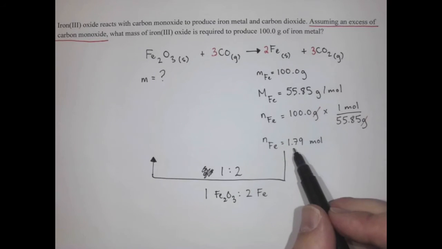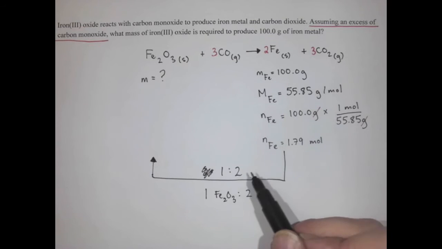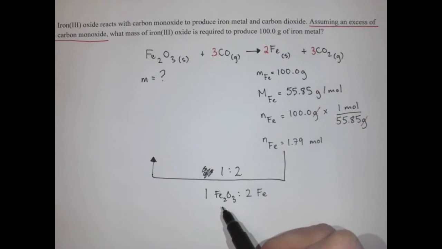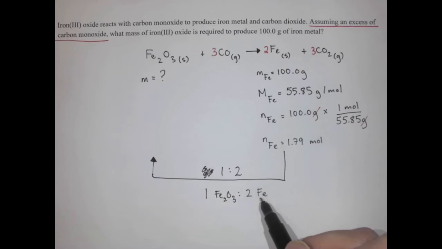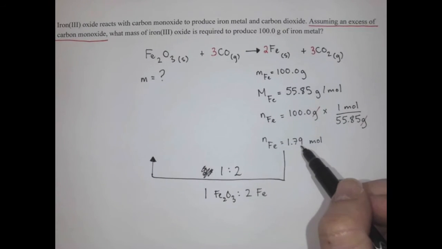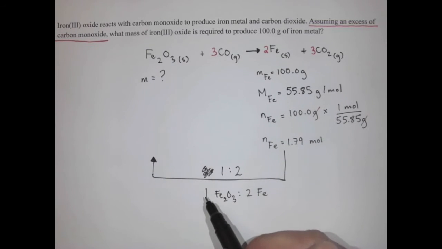So in order to make 1.79 moles of iron, I should probably require a little bit less than 1 mole of iron 3 oxide. So I'll say that again. If 1 mole of iron 3 oxide is required to make 2 moles of iron, how much iron 3 oxide is required to make 1.79 moles of iron? Well, it's probably going to be a little bit less than 1 if you follow the ratio.